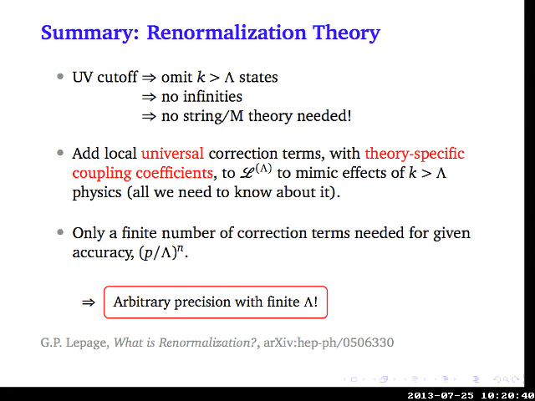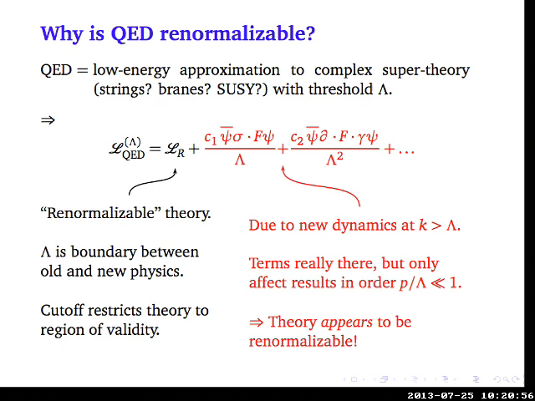So, arbitrary precision is actually possible here without taking lambda to infinity. That's a really important difference from the past. So it actually lets you answer questions like, why is QED renormalizable? And actually, that's a question that you couldn't have asked. It would not have made sense in an early 1970s context. People would have looked at you strangely. And even here, it's the wrong question. The real question is, how renormalizable is QED?